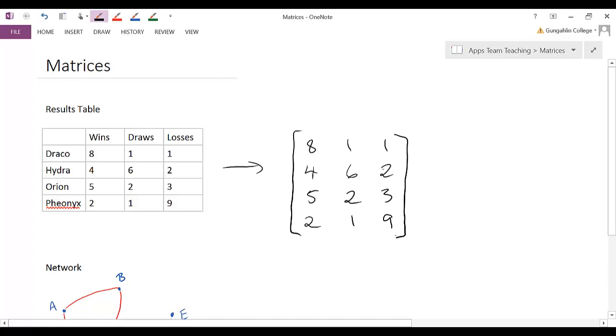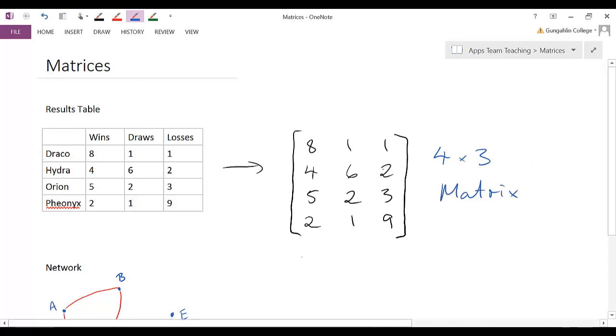Like this. Now, if we want to describe the type of matrix that we got, we can describe it based on the number of rows and columns. So in this particular case, we've got 4 rows, 1, 2, 3, 4, and we've got 3 columns. And when we talk about matrices, we always describe the number of rows before the number of columns. So we would call this a 4 by 3 matrix.